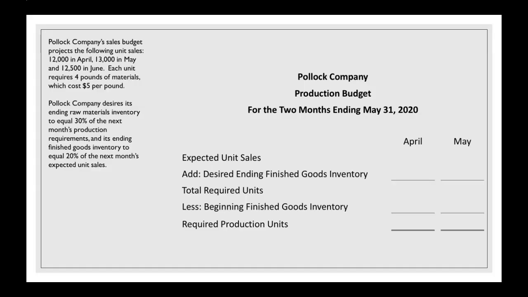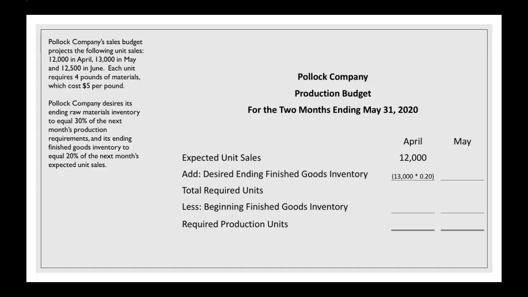So let's first work on April. We're expecting 12,000 unit sales in April, so we can fill that in for the first line. Then we need to add in our desired ending finished goods inventory. Well, we are told over on the left side that our desired ending finished goods inventory will equal 20% of the next month's expected unit sales.